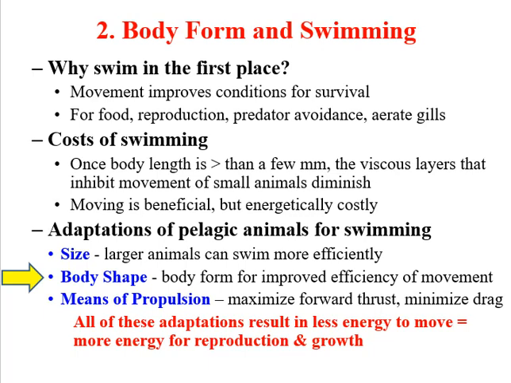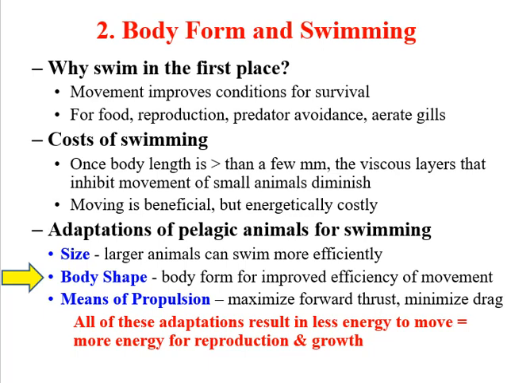If you're going to move 100 meters and you have a certain body shape and you minimize drag, then you can travel that 100 meters expending less energy than if you have another type of body that produces more drag. So body shape is a big thing in addition to size. And another thing that's important, especially in relation to drag and thrust that's produced, is the means of propulsion that you have.